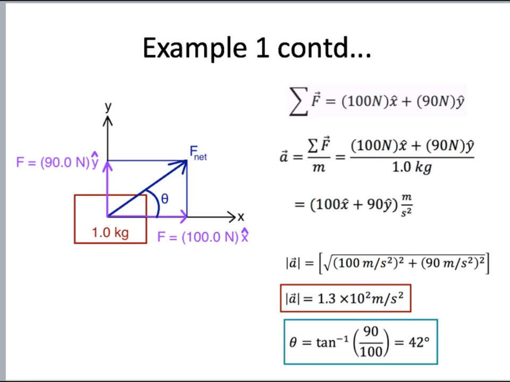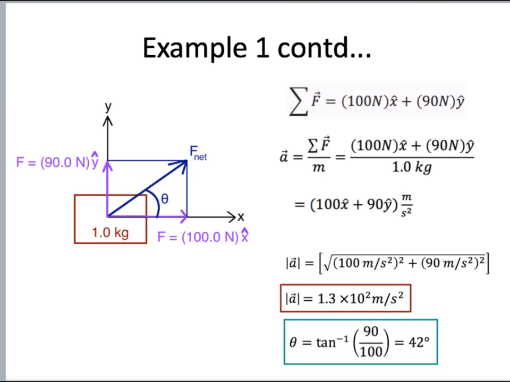Okay, so we've drawn our coordinate system. We have our x and our y lined up with the two forces. We have the 100 Newton force, which is along the x-axis, the 90 Newton force, which is along the y-axis. And since we know that force is a vector, we can add these two forces up, and we'll get some net force, which will be moving off at some angle theta.